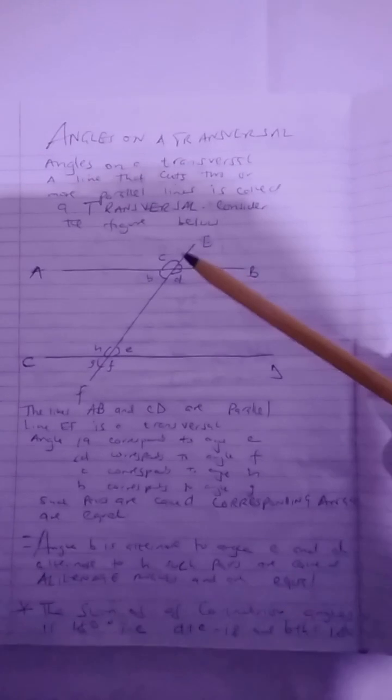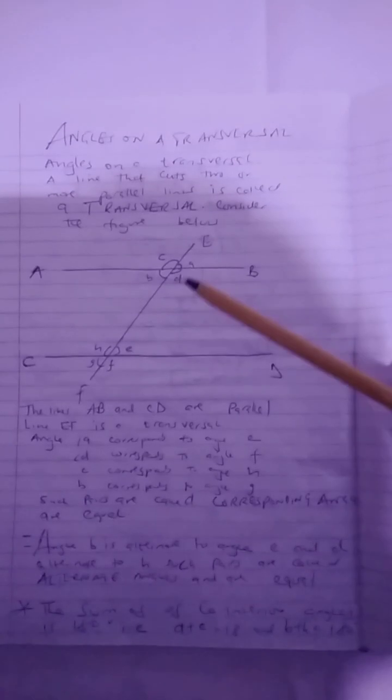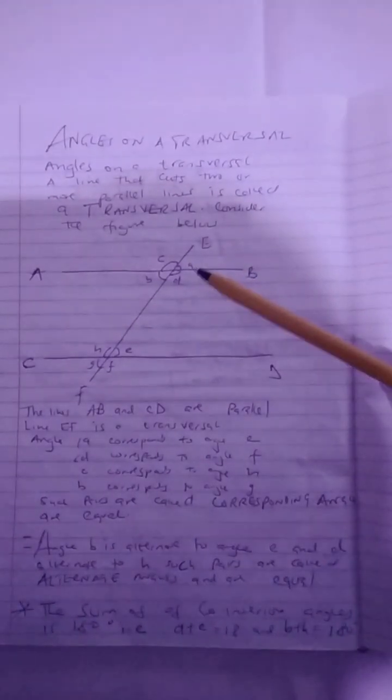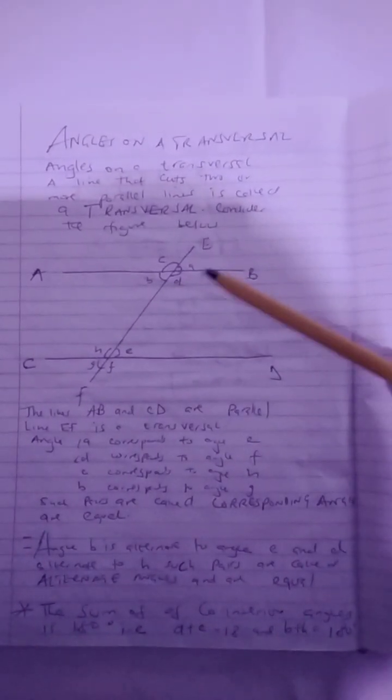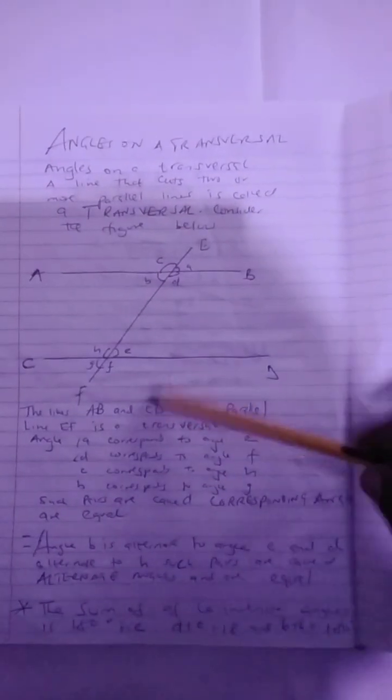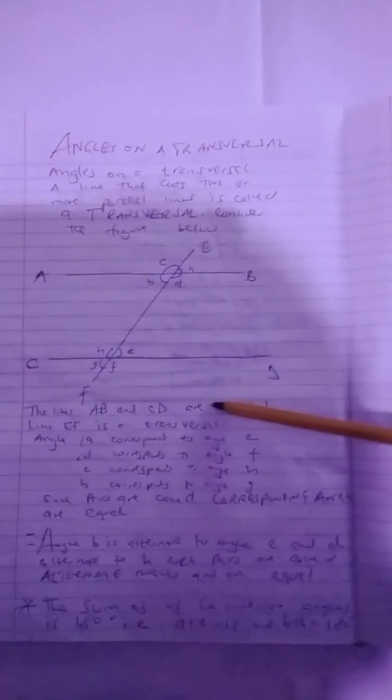Now, angles. Now we have angles on a transversal. A line that cuts through two or more parallel lines is called a transversal line. Consider this figure below. This line FE, which is cutting through two parallel lines, AB and CD, is called a transversal.